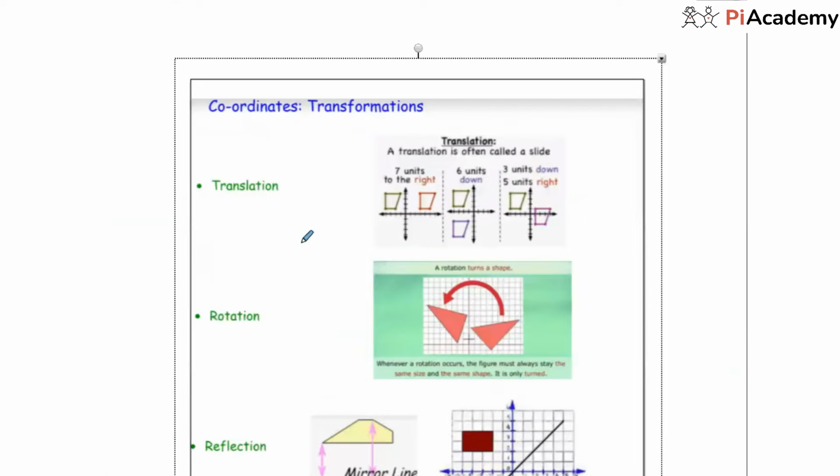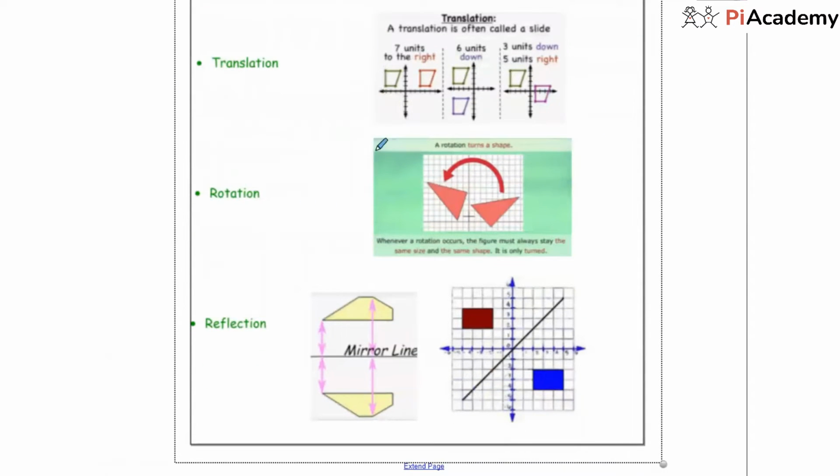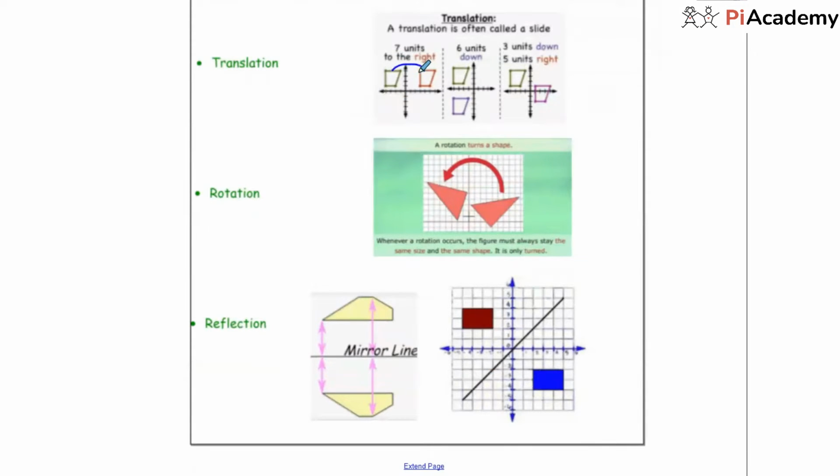Please respond. Okay. Now transformations, translations and transformation. You see here, this is 7 units to the right and 6 units down, and 3 units down and 5 units to the right. So that's the translation. Next, this is rotation. Reflection is the mirror image. Each is a mirror image of the other. That's reflection. So these are the 3 transformations: translation, rotation, and reflection.